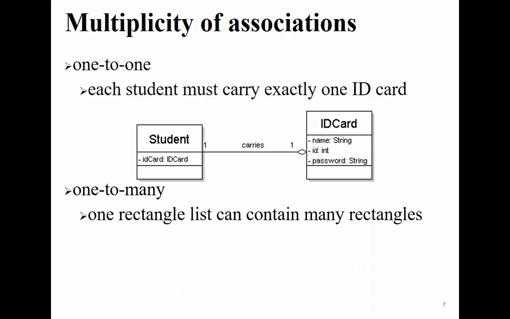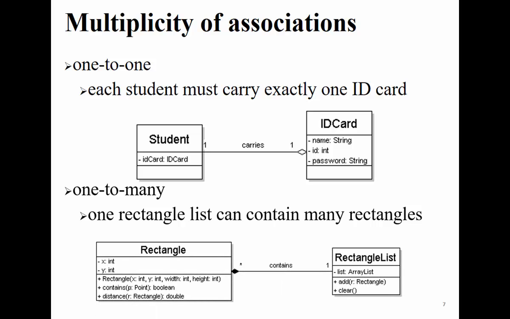But there is also a one-to-many association relation. We say that a rectangle list can contain many rectangles. So if we have a rectangle list, and we have a one-to-many relation, a 1 and a star on the other side, the rectangle list contains many rectangles. That is one-to-many.